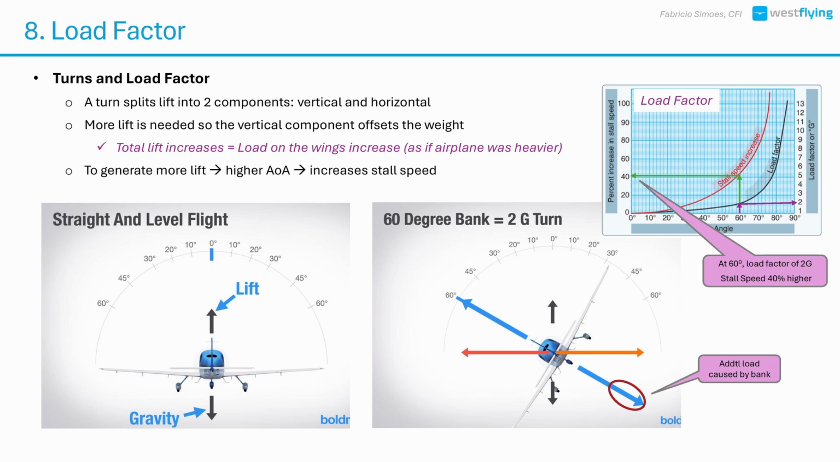For instance, at 45 degrees of bank, the load factor is about 1.4 Gs. At 60 degrees, it rises to 2 Gs. That increased load also increases the stall speed because the wing is flying at a higher angle of attack. So if the angle of attack increases further, the critical angle will be achieved sooner, at a higher airspeed than level flight.